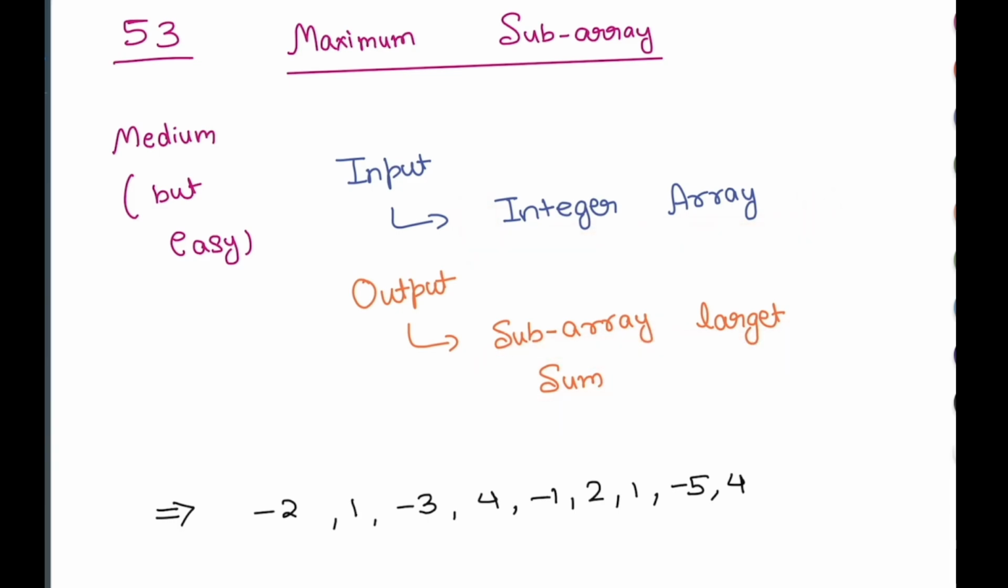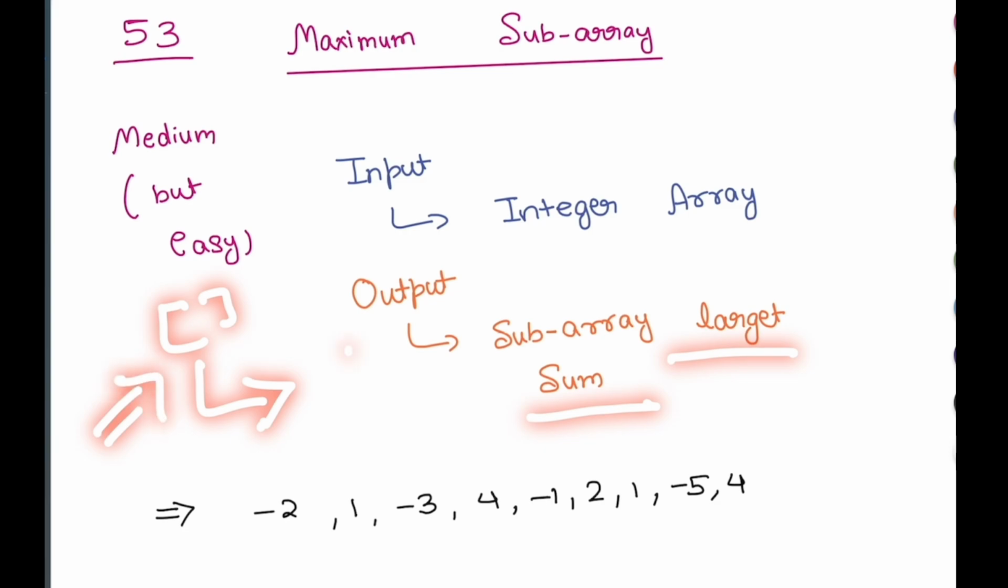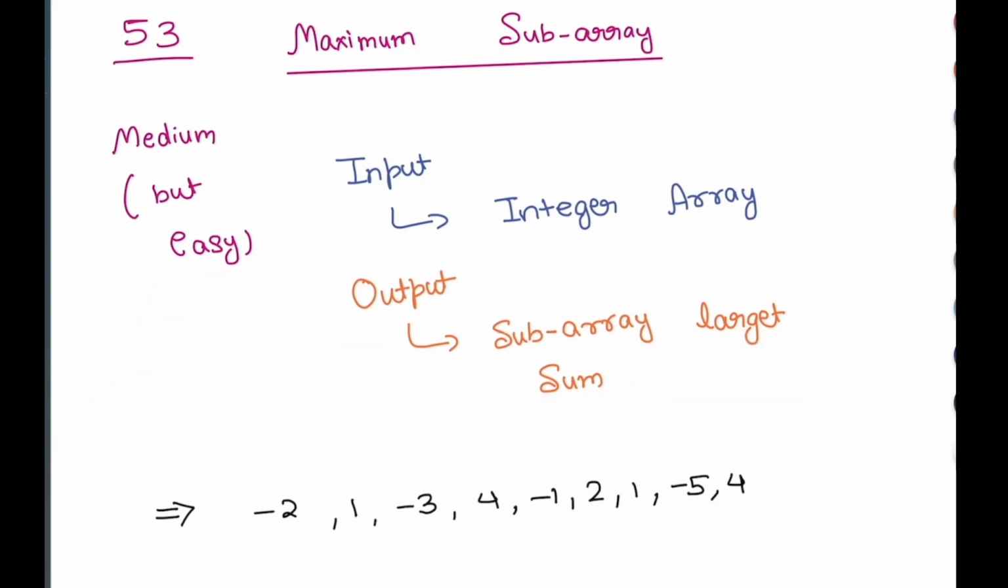Now you cannot return an empty array. An empty array is also a valid subarray from an array, but you cannot return it. Basically, you need to return the sum. The sum for an empty array is going to be 0, but we don't need to return it. Our output should have at least one element in the subarray, and we need to return this largest sum, or basically the sum of that subarray.